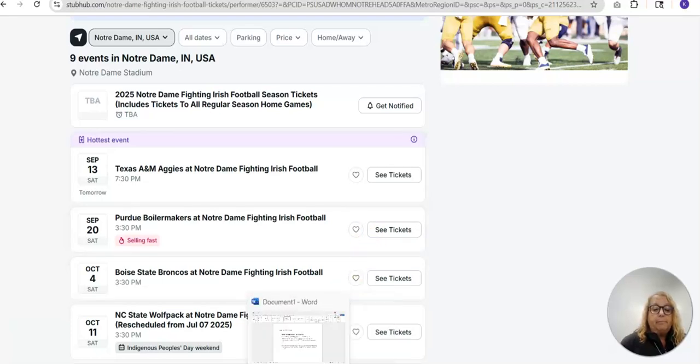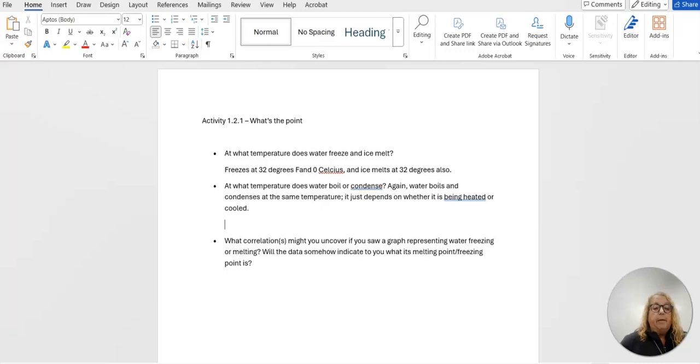Sorry. There we go. At what temperature does water boil or condense? Boil at 212 degrees Fahrenheit and 100 degrees Celsius. Can't type. Okay.